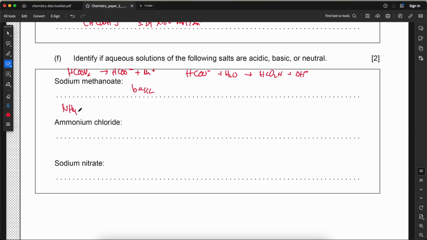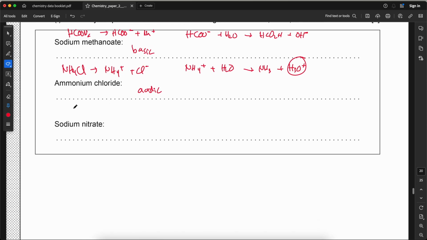Ammonium chloride will dissociate to NH₄⁺ and Cl⁻. And this one also, when it reacts with water, it will produce NH₃ and H₃O⁺. This makes the solution acidic. But for sodium nitrate, neither ion hydrolyzes appreciably in water, so this would be neutral.